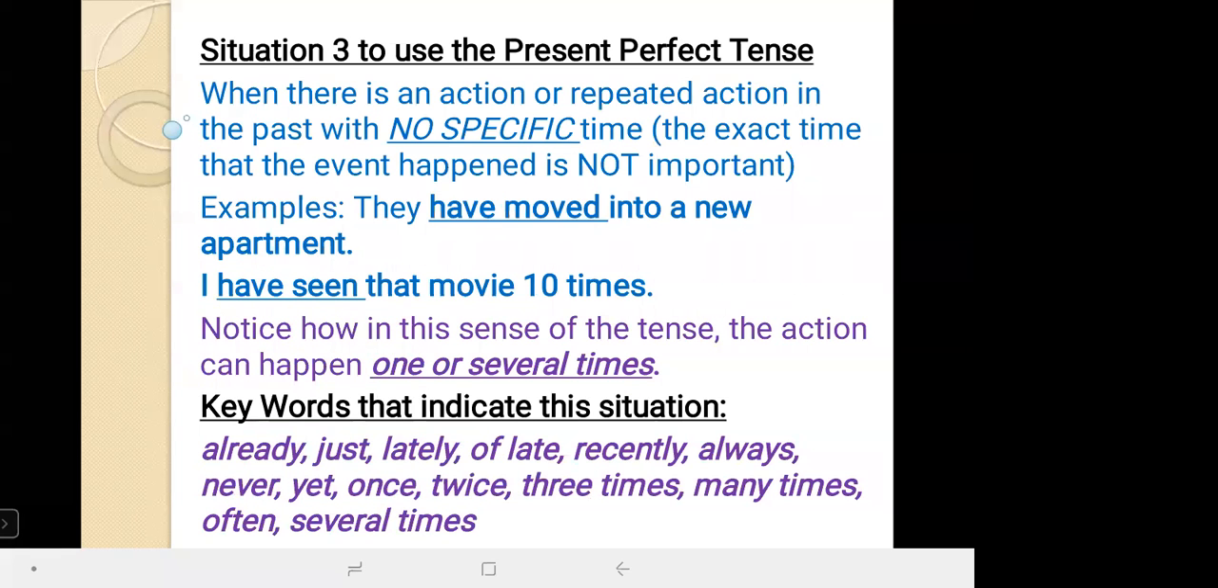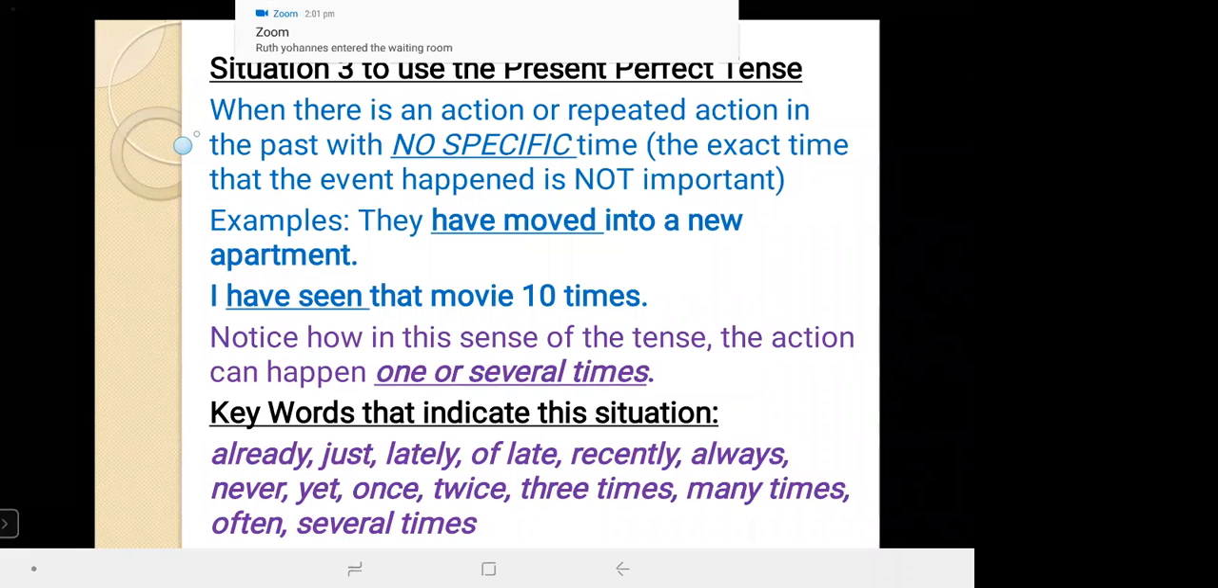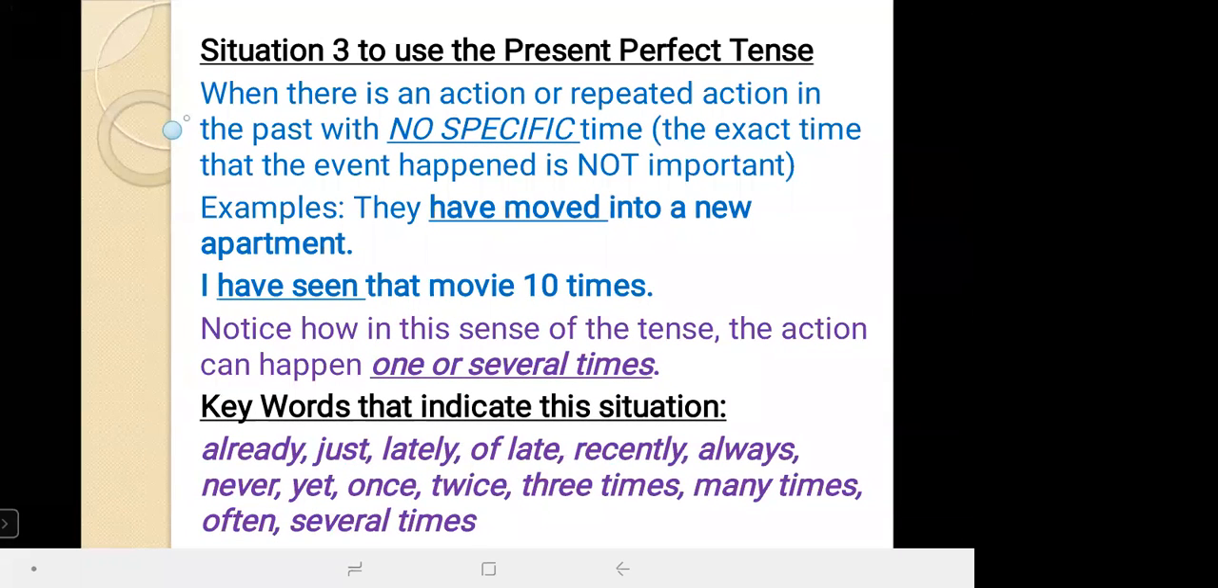The third situation: when there is an action or repeated action in the past with no specific time, the exact time that the event happened is not important. An action happened in the past with no exact time. For example, one of you maybe is living around Summit, and they moved into another house or another apartment. So you say they have moved into a new apartment. When? The time is not mentioned and it's not that important. The main focus of this sentence is to share the information that these people have moved from that specific house to a new apartment.